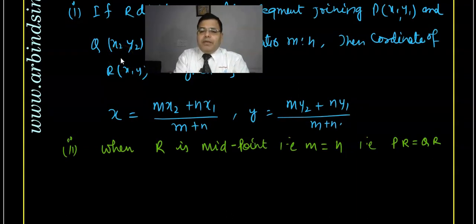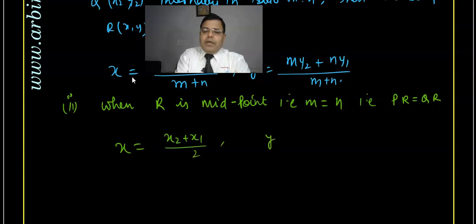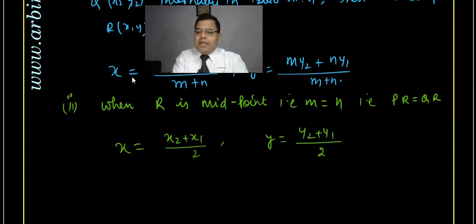In that case, 1 plus 1 will be m plus m, which is 2m, and here m will be taken common, so m and m will cancel out. In that case, x is equal to (x2 plus x1) by 2, and the y coordinate is given by (y2 plus y1) by 2, because if I put m in place of n, then m will be taken common and that will cancel out.